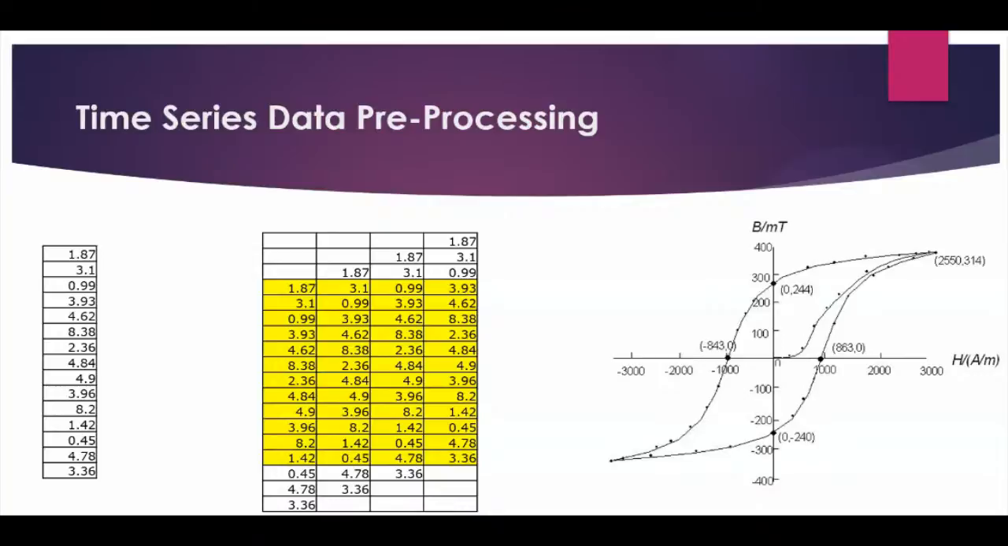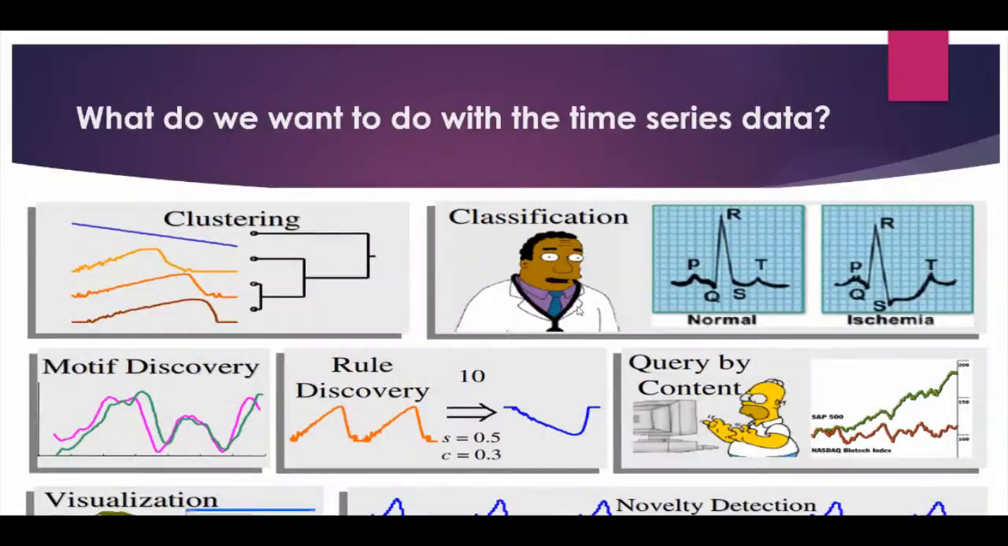Okay, so what do we want to do with the time series data sets? We can do clustering, we can do classification, like there is a normal heartbeat, or there is some probable problem with the person. There can be motif discovery, maybe a recession; we can find out which year there was a recession, and the similar pattern may be repeated in future. Then rule discovery, you can find out. Query by content: you have a small amount of information content and then you can query it. And you can do the visualization. Visualization is always very important. Then novelty detection, whether something novel is there or not. This novelty can also be helpful in identifying problems.